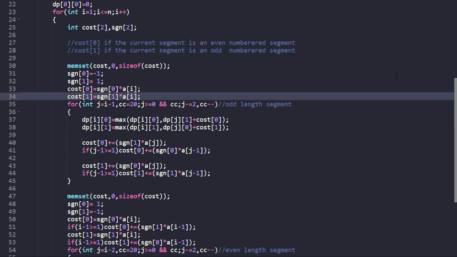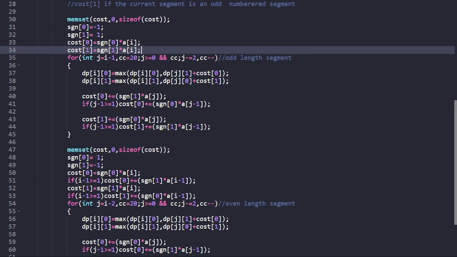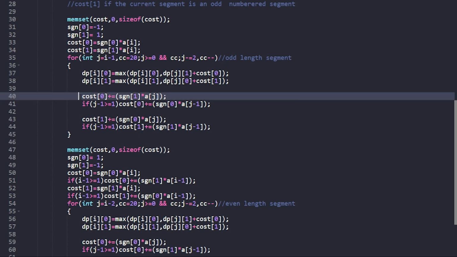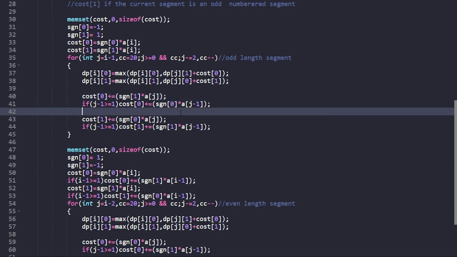I hope that's understandable. Now for the odd length segments, I'm running for all the odd length segments, and I'll be calculating dp of i0 and dp of i1 optimally. So dp of i0 is equal to the maximum of dp of i0 comma dp of j plus j1 plus cost of 0, and similarly dp of i1 is equal to the maximum of dp of i1 comma dp of j0 plus cost of 1. I'll update my cost of 0 plus equal to sign of 1 into a of j, and I'll check if j minus 1 is greater than or equal to 1, then I'll again update my cost of 0, and similarly I'll do it for cost of 1.